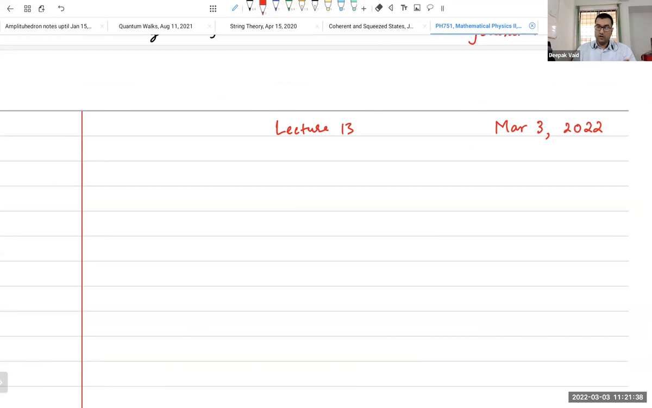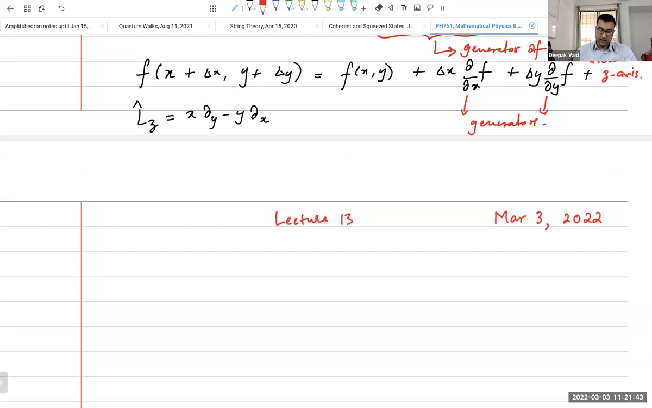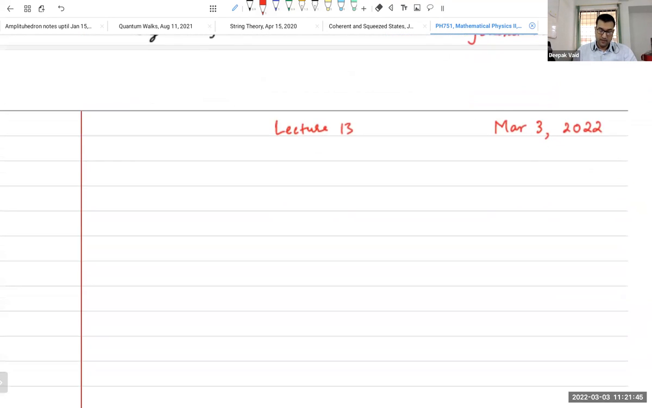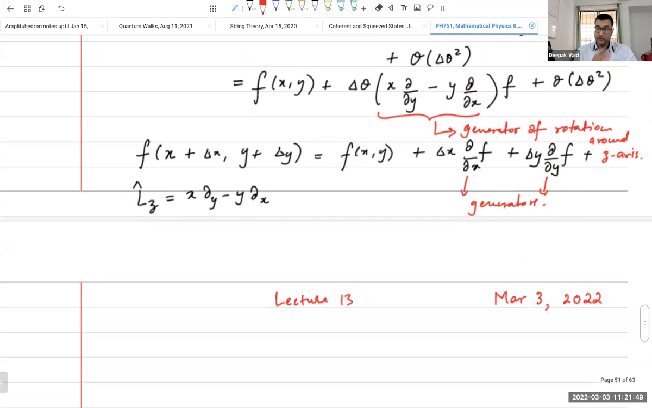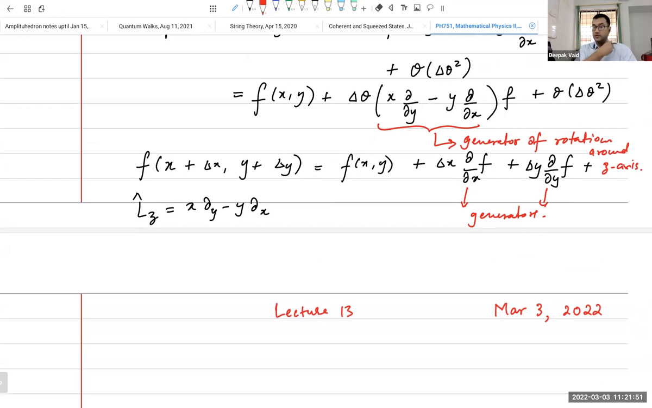We are now talking about continuous groups, Lie groups. I have introduced to you in the previous lecture the concept of the generator of a group.